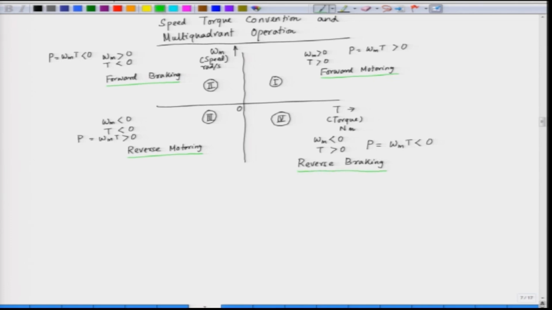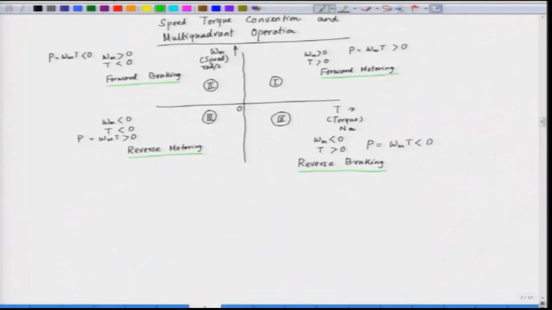When we call it braking, braking means power is negative, the motor is behaving as a generator. When we call it motoring, power is positive. So, power flow is from the electric source to the motor. Now, let us see an example of this multi quadrant operation. We have four different quadrants. Quadrant 1 is forward motoring, quadrant 2 is forward braking, quadrant 3 is reverse motoring, and quadrant 4 is reverse braking. Now, let us see a practical example of this 4 quadrant operation.